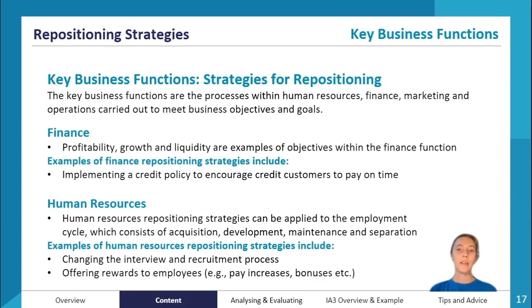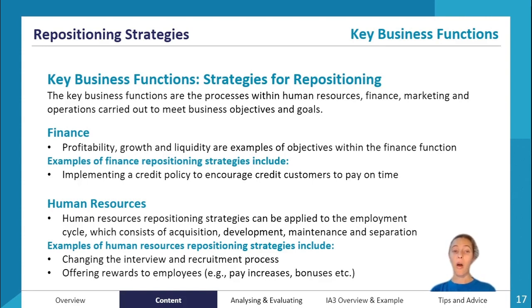So let's have a look at some key business functions and the repositioning strategies that fall under each of them. So there are 4 key business functions that you'll need to know, and they are the processes within human resources, finance, marketing, and operations carried out to meet business objectives and goals. So with finance, of course, it's all about money. So you're looking at profitability, growth, and liquidity. Those are the objectives that you have in the finance function.